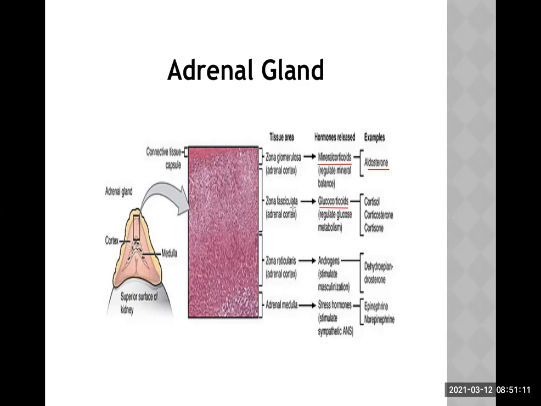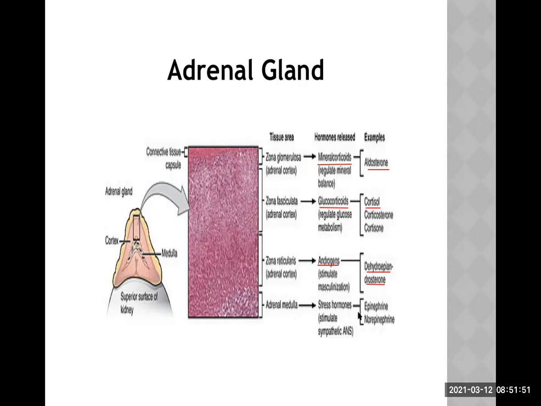Glucocorticoids come out from zona fasciculata, and the important glucocorticoid is cortisol. Others are not very important for you. Cortisol is the most important one. Others are corticosterone and cortisone. From zona reticularis, we have androgens coming out. Androgens are also known as sex steroids. Dehydroepiandrosterone and androstenedione are the two important ones. So these are the examples of androgen.